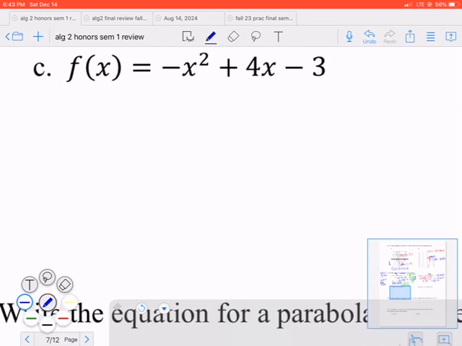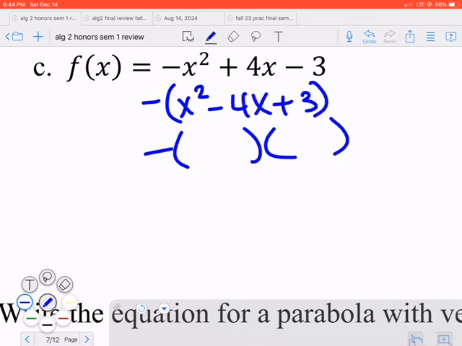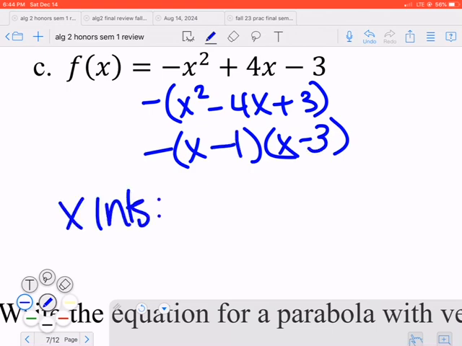This is in standard form. Again, it's negative, so I'm going to factor that out. Minus 4x plus 3. Now I can factor that easier. That would have to be a minus 3 and a minus 1. So the x-intercepts are positive 1 and positive 3.